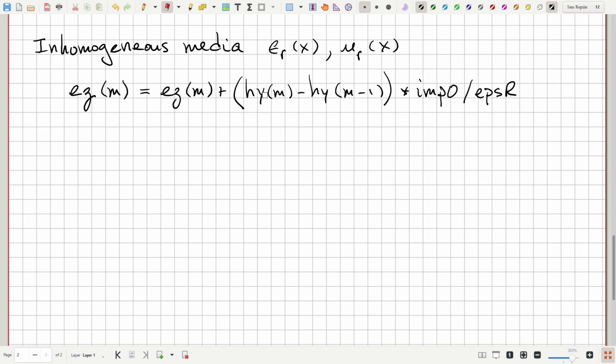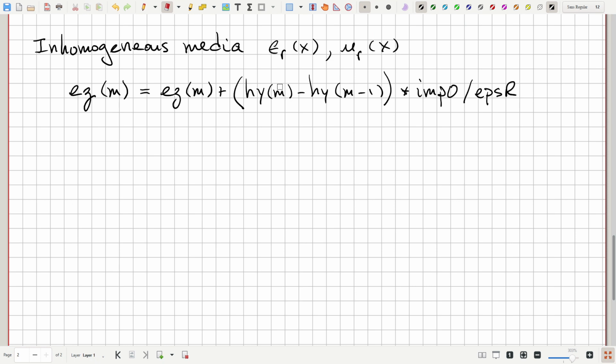And remember, in our notation for our programs, there is an implicit plus a half for the spatial index here. So this would be hy of m plus a half. That'd be to the right of the Ez of m. And this would be m plus a half minus 1, which would be m minus a half. So this would be your central difference there. And of course, also, we don't explicitly show the time index, but there's an offset of a half too for the magnetic field.